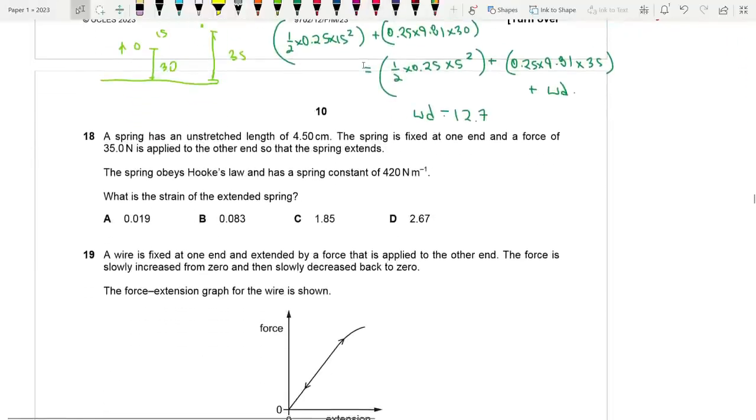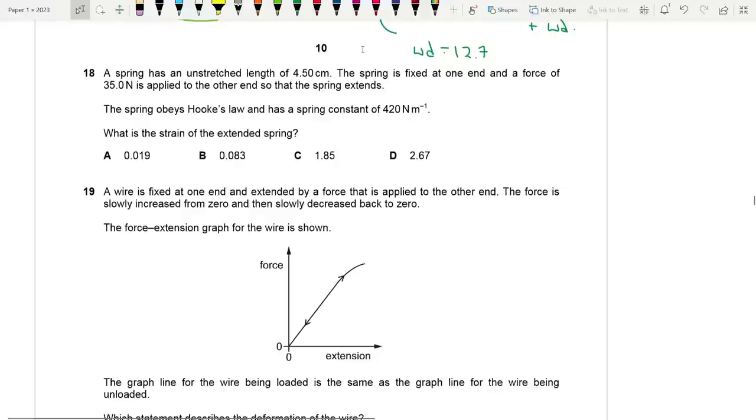Correct. 13. A spring has an unstretched length of 4.5. The spring is fixed at one end, and a force of 35 Newton is applied to the other end so that the spring extends. The spring obeys Hooke's law, and the spring constant is 420. What is the strain of this extended spring? Strain epsilon is denoted as extension by original length. So let's find out the extension. We know that F equals kx, so x is equal to 35 by 420, which is 0.08333.